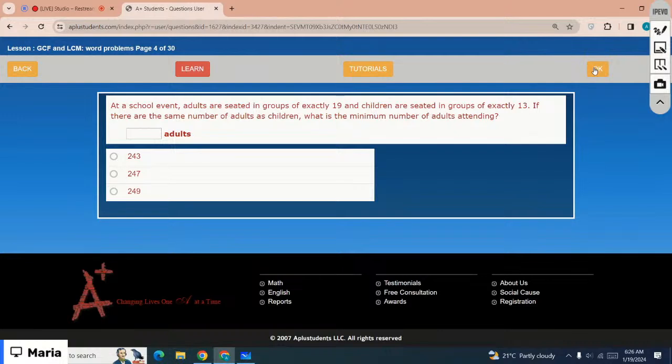So 13 and 19, they both are prime numbers, right? They do not have any common factor. So their LCM is 13 times 19, that is 247. Got it? Because both the numbers are prime, they do not have any common factor, so their minimum number is 19 times 13, that is 247. So their LCM is 247. Got it?